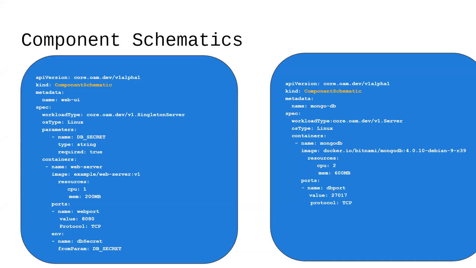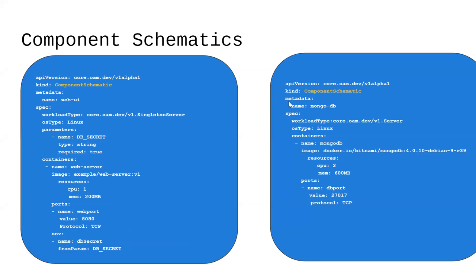What does the YAML look like that supports these constructs? So here we have an example of a component schematic for both of those pieces I described earlier. So the web server, the web UI, we specified the workload type here, which is of singleton server. This means that we want one instance of this running at maximum. We can see here there is a database connection string the developer doesn't have, but they are going to parameterize it so it can be overridden later by the application operator. And they've also provided the necessary container information, so the image, required resources, ports, and that environment variable that's being overridden as a parameter.